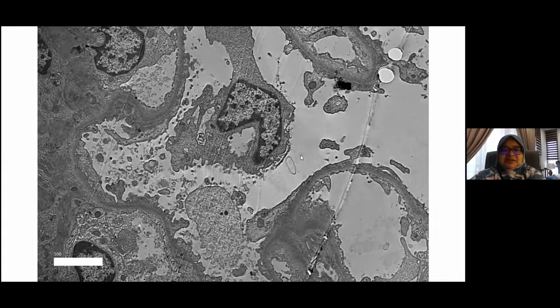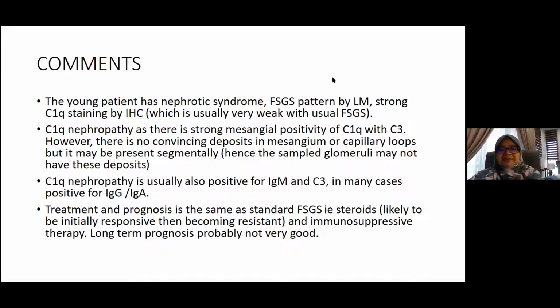So this patient had nephrotic syndrome. She had FSGS by light microscopy. She had strong C1q staining. So this case is in keeping with C1q nephropathy.